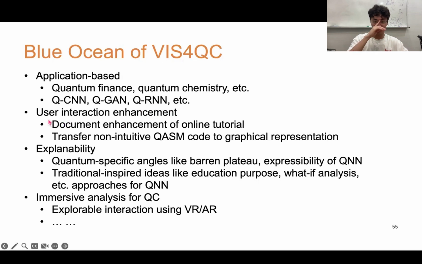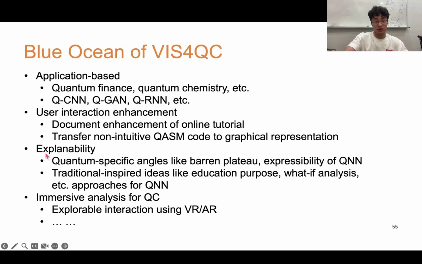We can also do some user interaction enhancement. The reason is that I found the tutorials and descriptions in online articles are not that easy to understand, and I need to go into the papers, which is a more difficult task for me. So we may do some documentation enhancement to make learning quantum computing easier, right? We can also transform non-intuitive QASM code to graphical representation, which is more like a software engineering task.